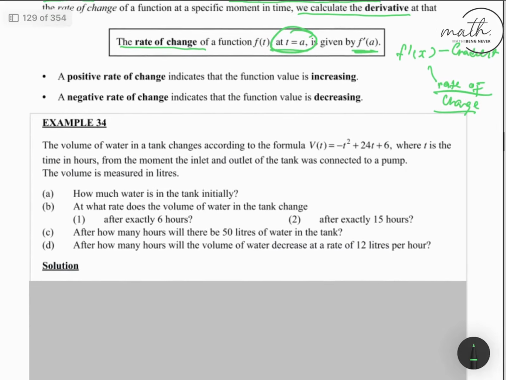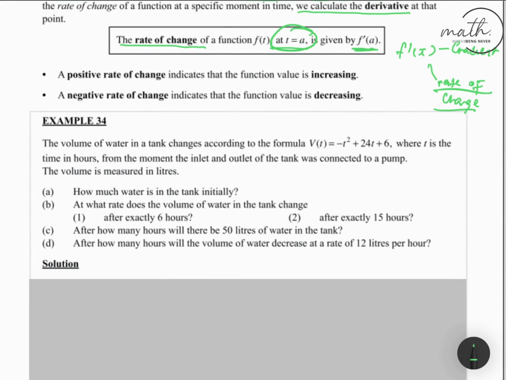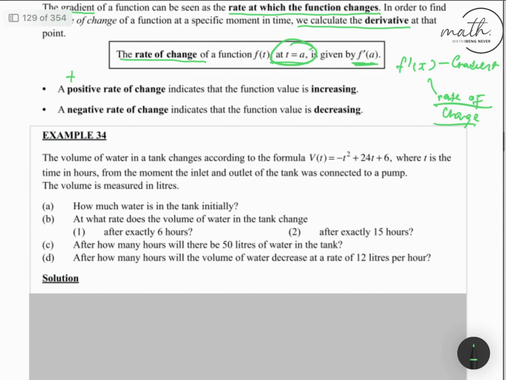Now, as before, where we're looking at the gradient, when the gradient is positive, we know the line is going up, so it also corresponds here, it's increasing. When the gradient is negative, the line is going down. Also here it means the rate of change is decreasing, or the value of the function at that point is decreasing.